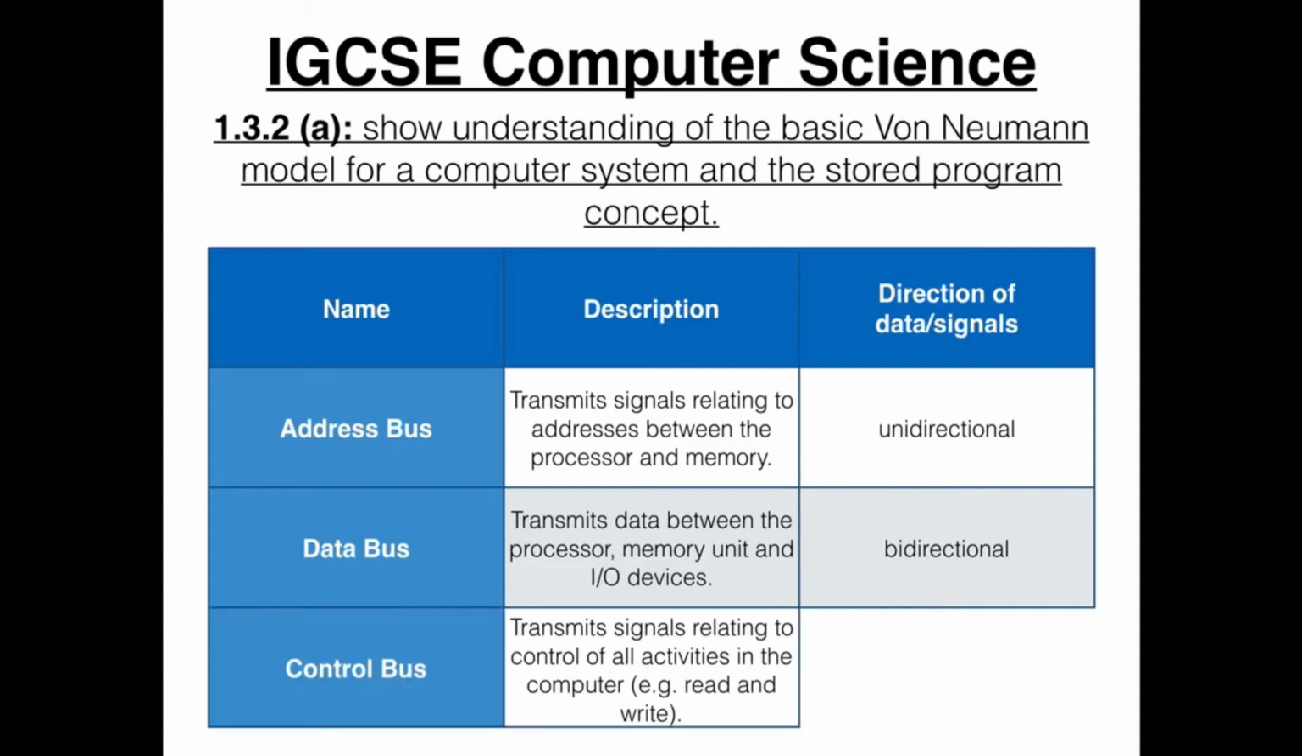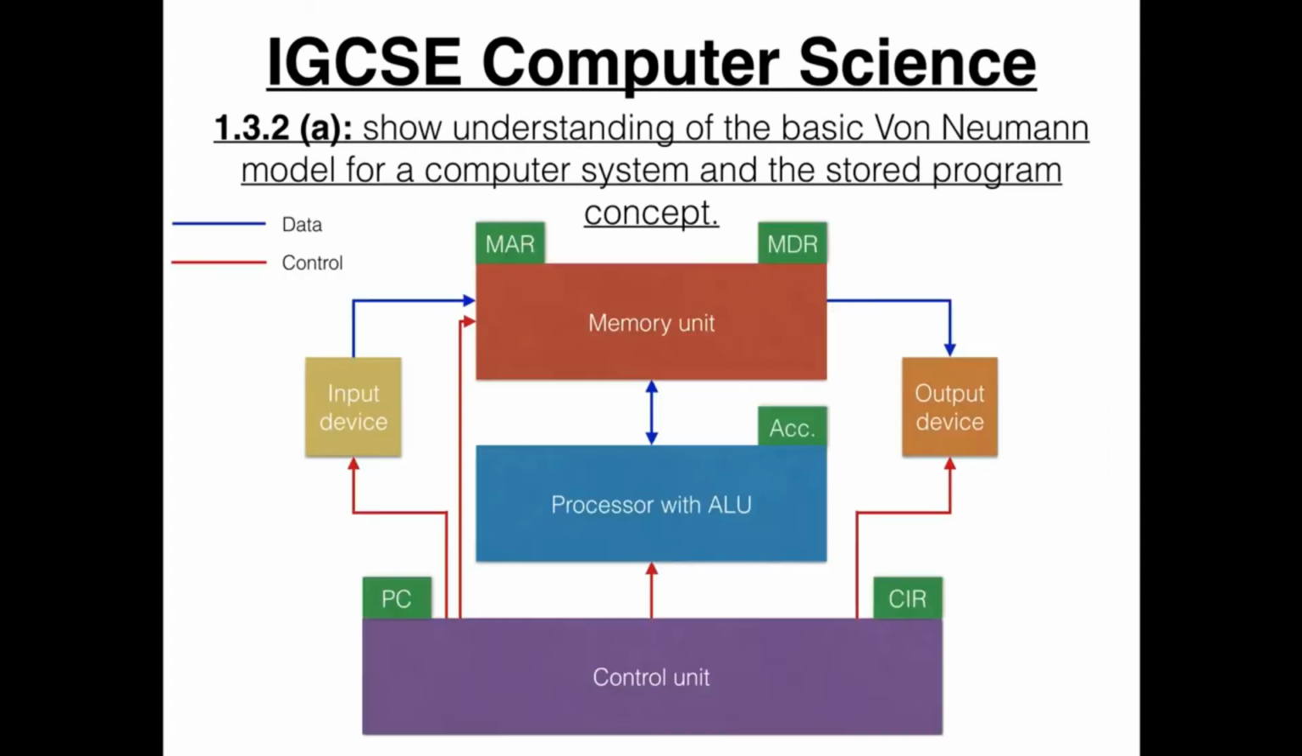The control bus transmits signals relating to the control of all activities in the computer, like the read and write operations, which we're going to look at later in this video. And this is actually considered to be unidirectional and bidirectional because of the internal connections in the CPU.